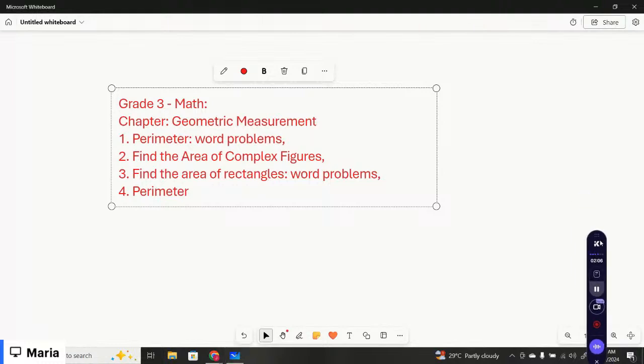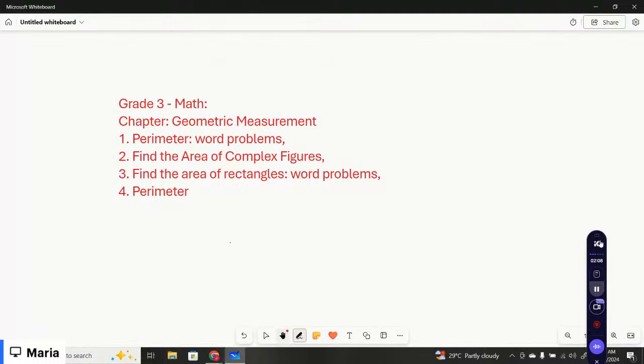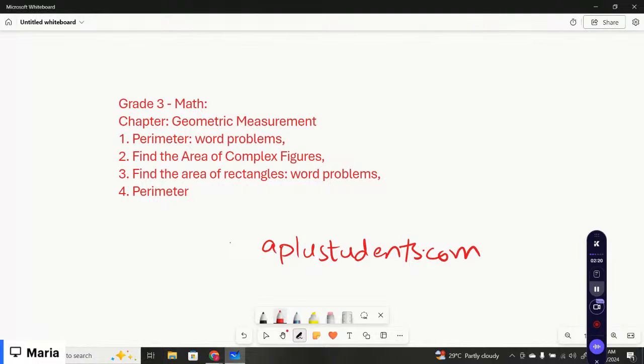You can find all the lessons on aplusstudents.com. You have to log in there using your email address, and the password is provided by the administrator. Then select math from the subject tab, scroll down to grade 3 math, and click on view all lessons. There you can find a list of the chapters. We're going to start with the chapter geometric measurement.